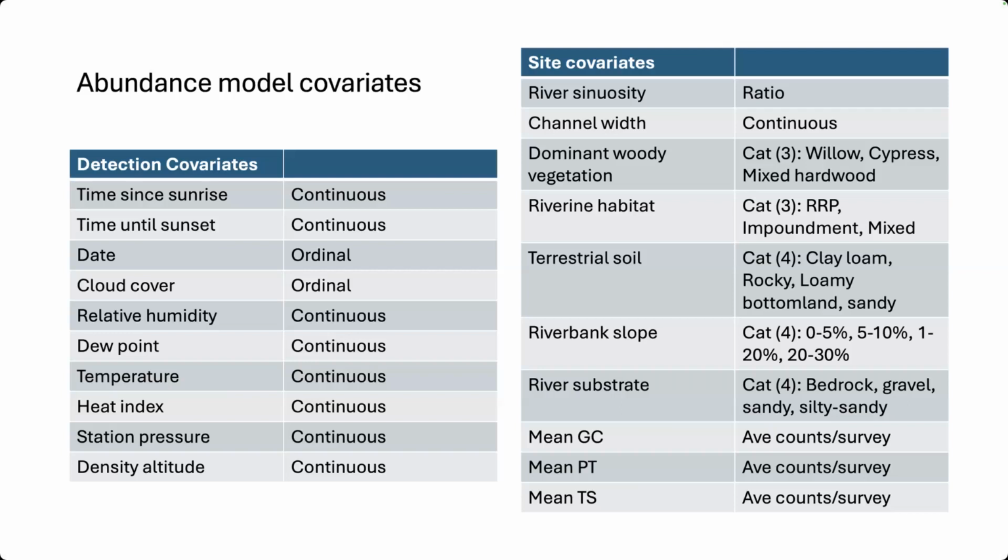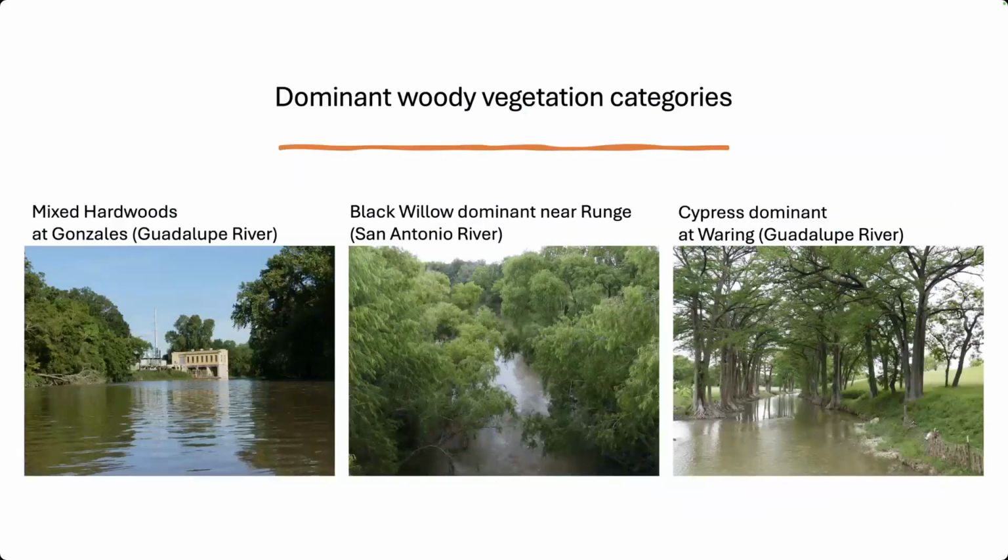We looked at riverbank slopes. We looked at river substrates, also a category with 4 levels: bedrock, large and small gravel, sandy, or silty to sandy. And to get a grasp on any potential interspecific competition effects, we also evaluated mean counts of other emydid turtles from our surveys and included those in models too.